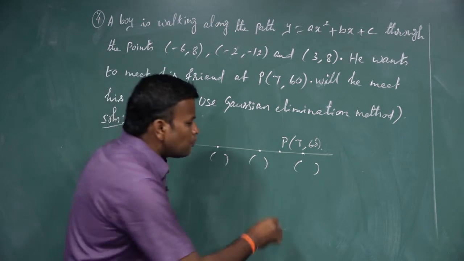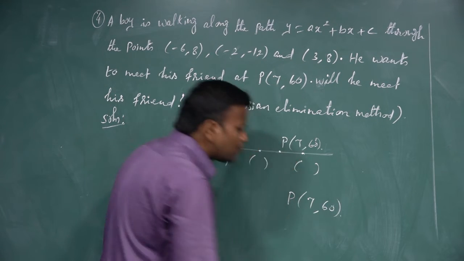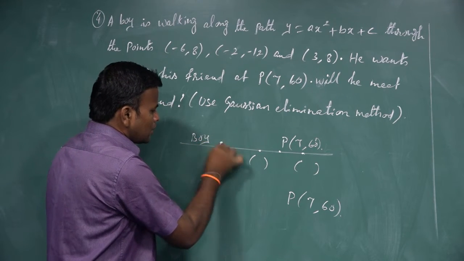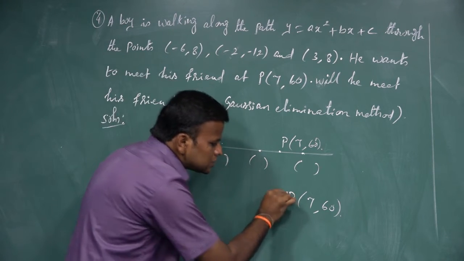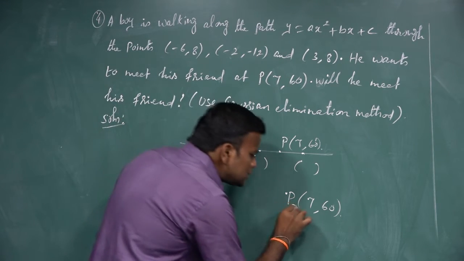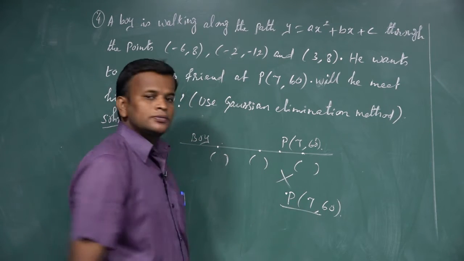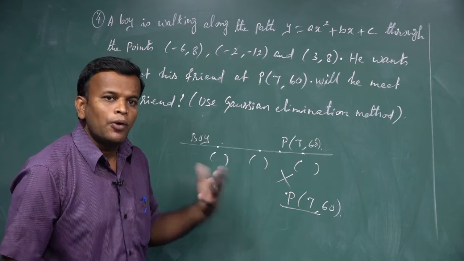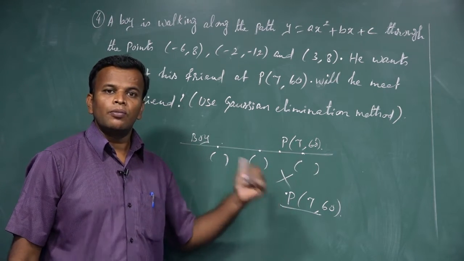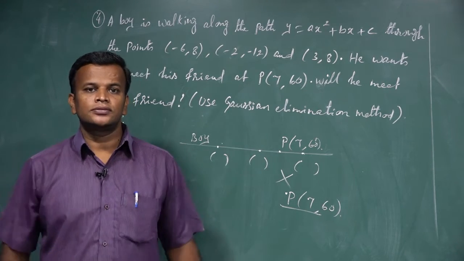Or suppose the point B is there, 7, 60. So it is the boy's path and it is the location of his friend's point. Suppose a friend lies elsewhere, the boy does not meet him. If the point 7, 60 also lies on the same path, the boy must meet his friend. It is the concept of the question.